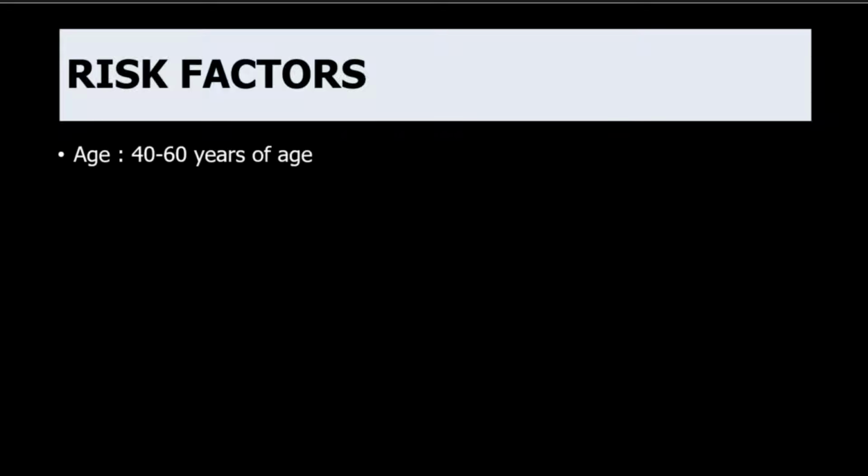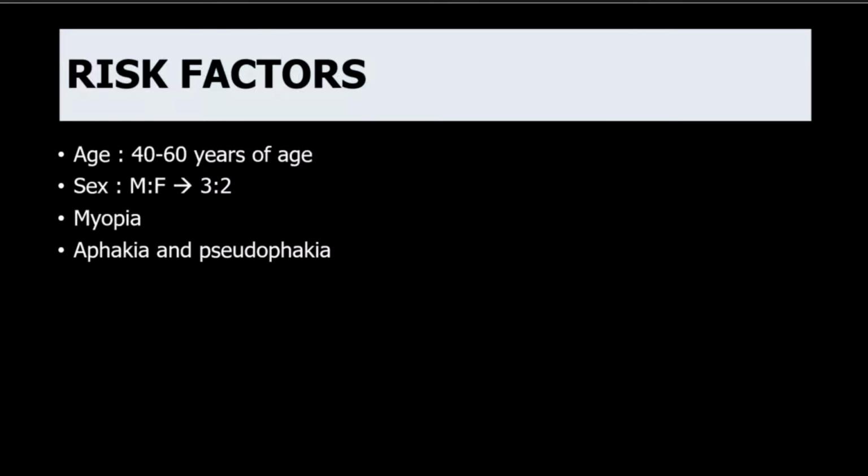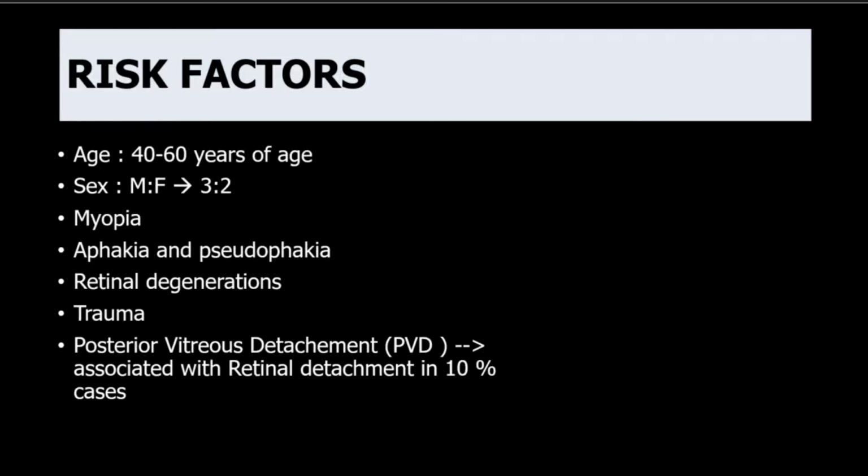Age is definitely a risk factor. Usually 40 to 60 years of age is when we see rhegmatogenous retinal detachments developing. The male to female ratio is 3 to 2, so as you can see, there's not much difference between the sexes. Myopia is definitely a leading cause, with aphakia and pseudophakia also acting as risk factors. Retinal degenerations and trauma can lead to retinal detachments, and posterior vitreous detachment, also known as PVD, is associated with retinal detachment in about 10% of the cases.